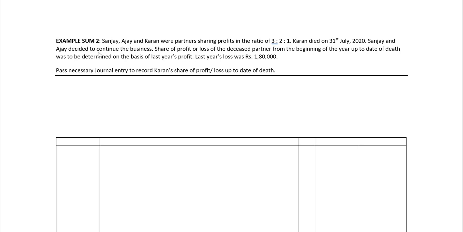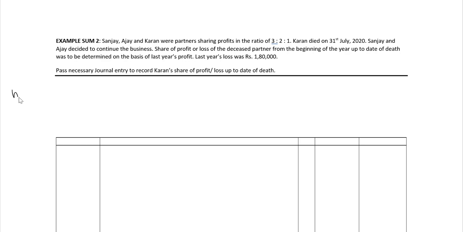Example sum 2. Sanjay, Ajay and Karan were partners sharing profits in the ratio of 3:2:1. Karan died on 31st July 2020. Sanjay and Ajay decided to continue the business. Share of profit or loss of the deceased partner from the beginning of the year up to the date of death was to be determined on the basis of last year's profit. Last year's loss was rupees 1,80,000. We are asked to pass the necessary journal entry to record Karan's share of profit or loss up to the date of death.